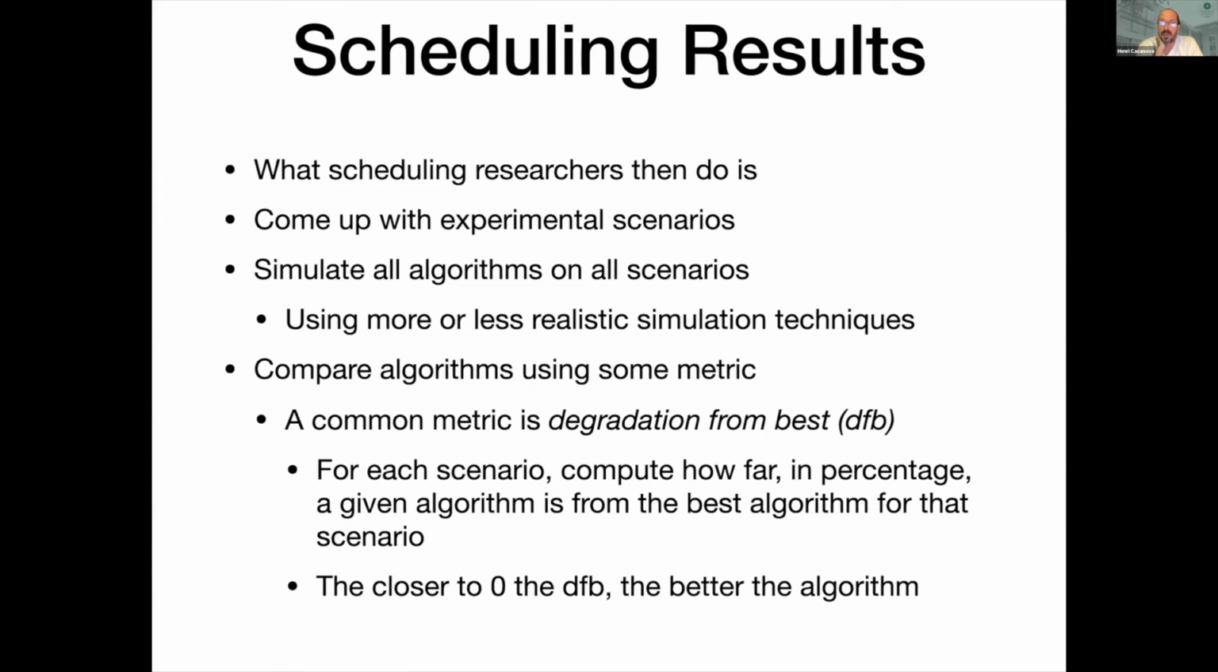Here we're optimizing makespan, and so we're going to compute the degradation from best, DFB, meaning for each scenario, we compute how far in percentage an algorithm is from the best algorithm for that scenario. So 0 means you're the best algorithm, 100 means you're twice as bad, right? And so an optimal algorithm would have a 0 DFB on all experimental scenarios.